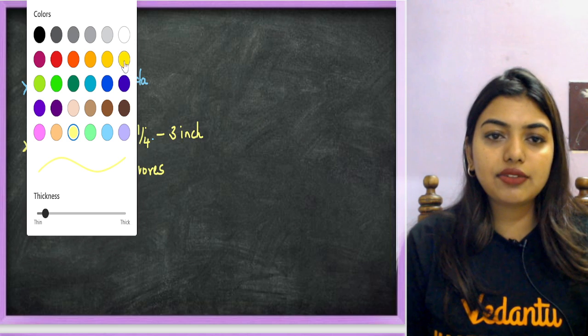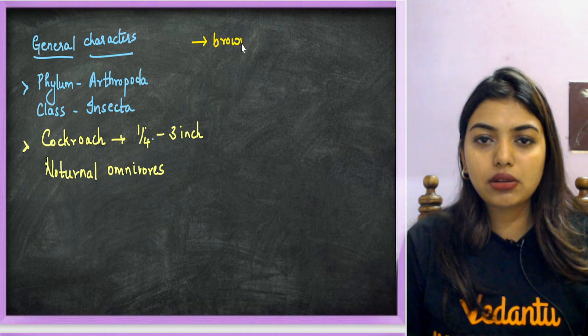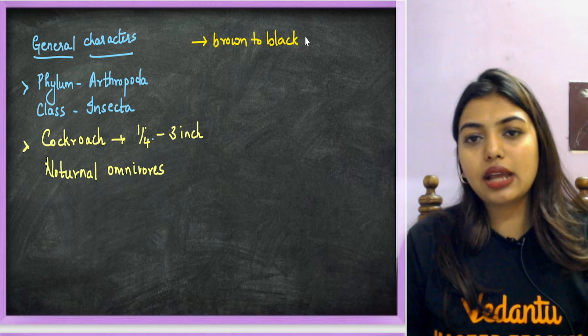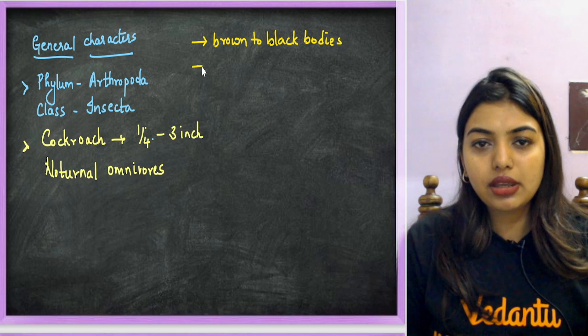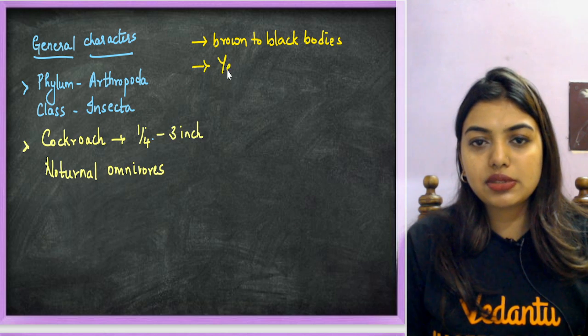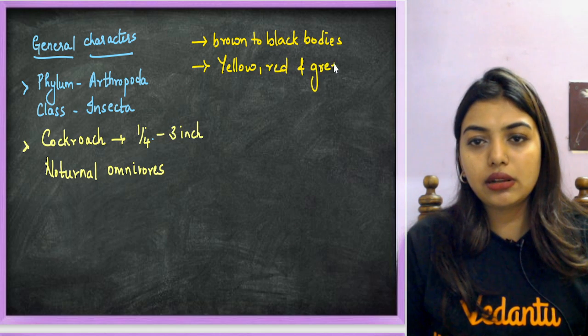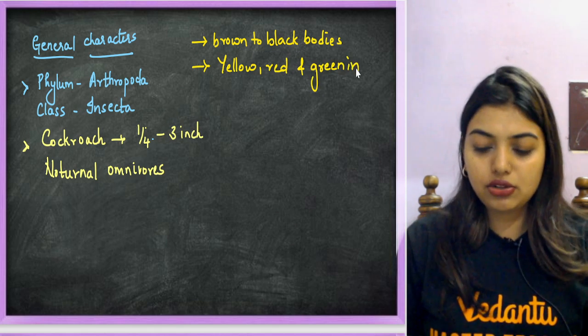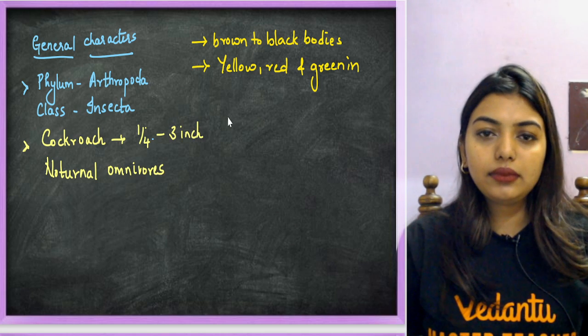First, they spoke about the color. They are brown to black bodied cockroaches. Black bodied. We also see yellow, red, and green in tropical regions.